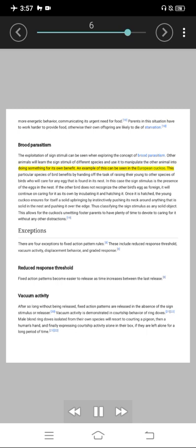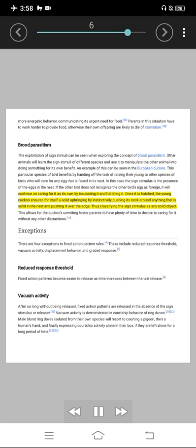An example of this can be seen in the European cuckoo. This particular species of bird benefits by handing off the task of raising their young to other species of birds who will care for any egg that is found in its nest. In this case, the sign stimulus is the presence of the eggs in the nest. If the other bird does not recognize the other bird's egg as foreign, it will continue on caring for it as its own by incubating it and hatching it.